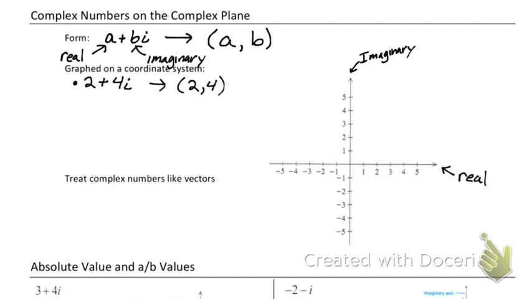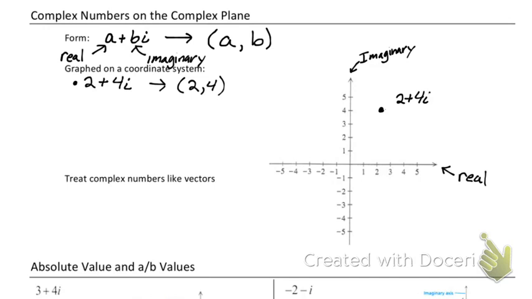And then we just go to our real imaginary axis here and plot the point (2, 4), which is about here. So that point right there is the point (2, 4), or we can call it 2 plus 4i.